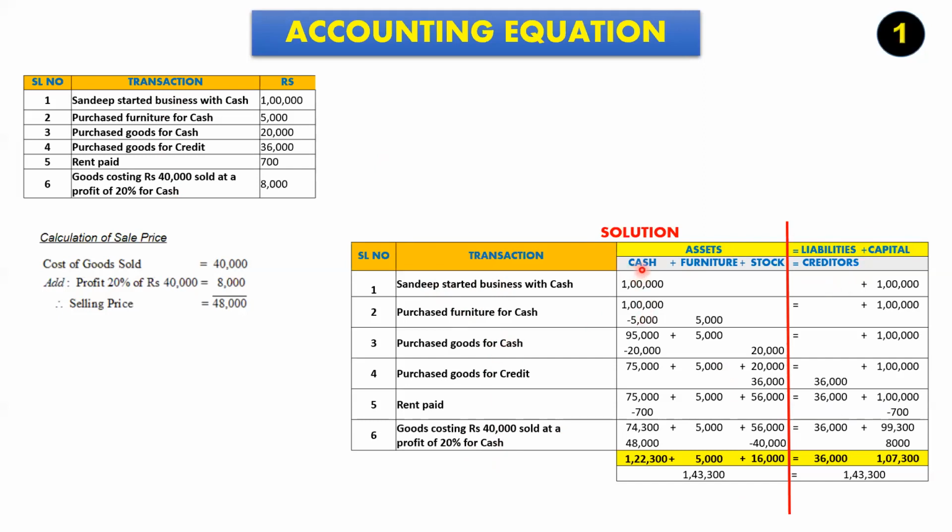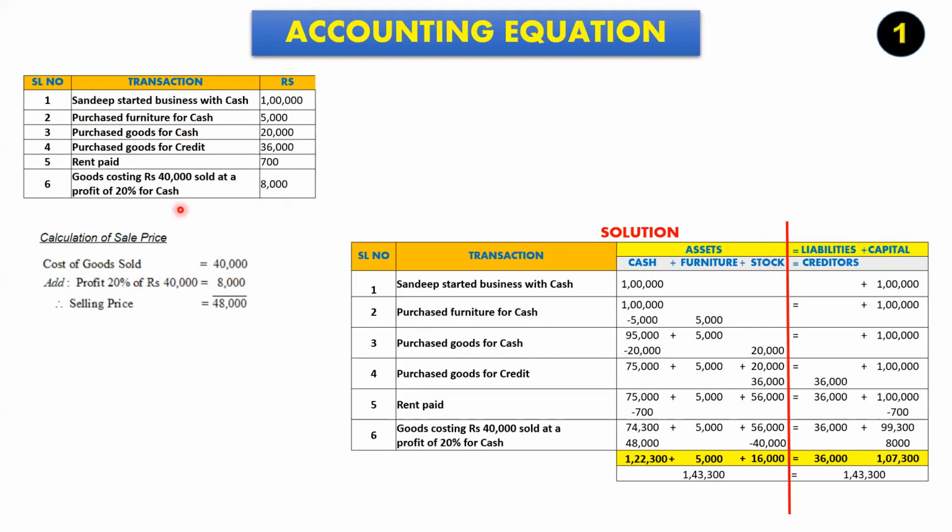Second rule, we need to separate assets and liabilities and capital. So 2 columns we should make. And in this, you just go through this. Sandeep started business with cash. That means in assets, cash should come. Then purchase furniture for cash. That means the furniture column should come. Then purchase goods for cash, purchased goods for credit. That means stock should come. So always remember, whenever goods come into the picture, where do you store the goods? In the warehouse, in the stock. All the goods which are there in the company are called stock.